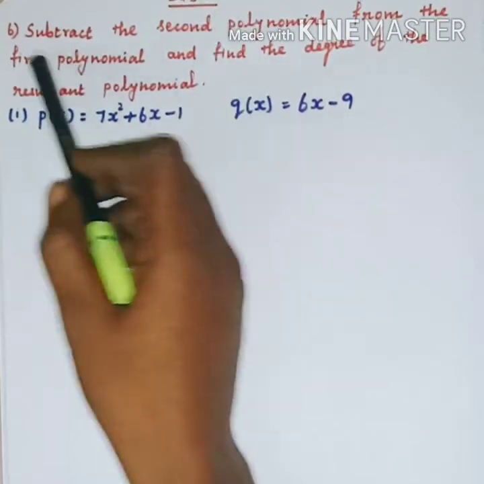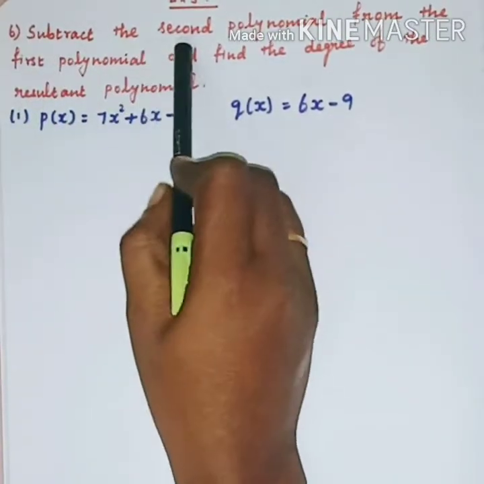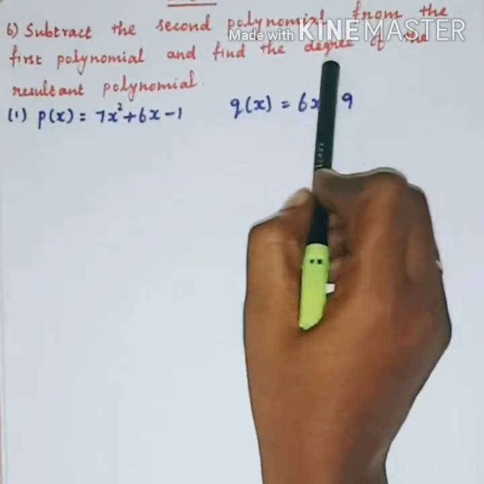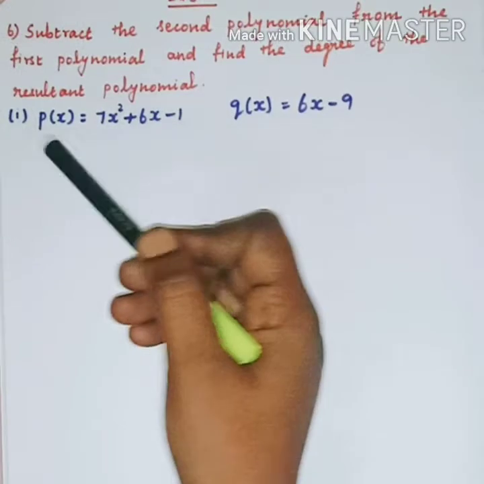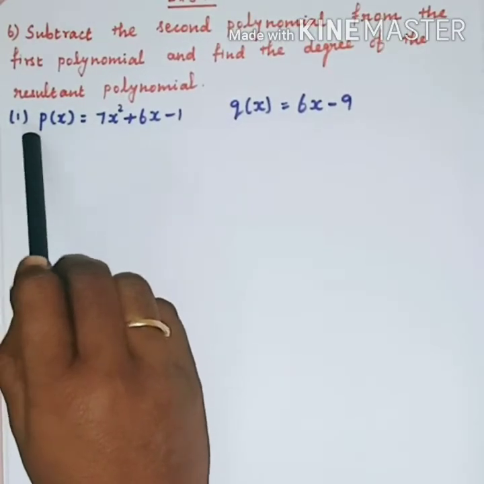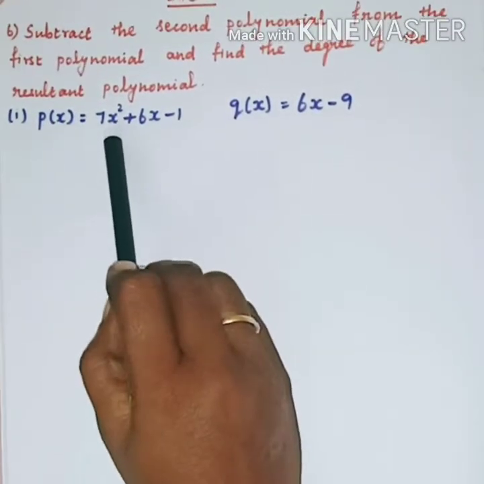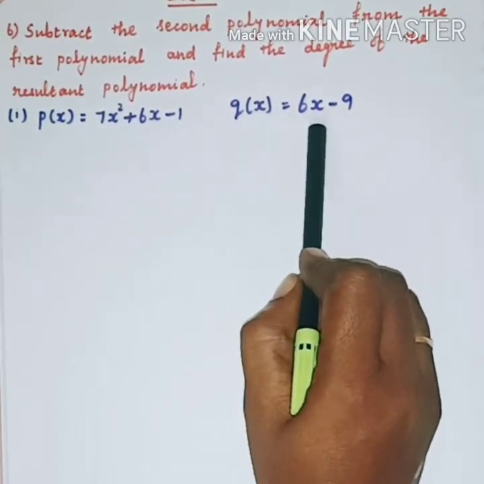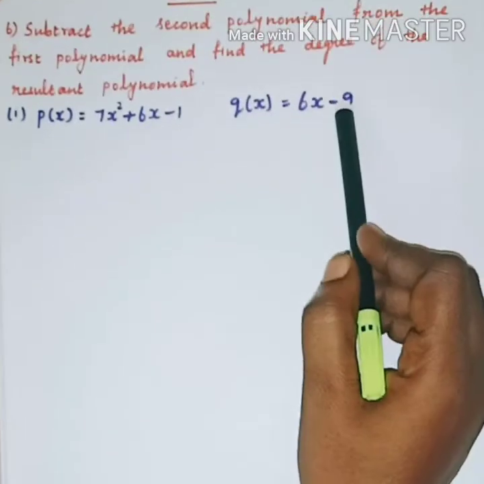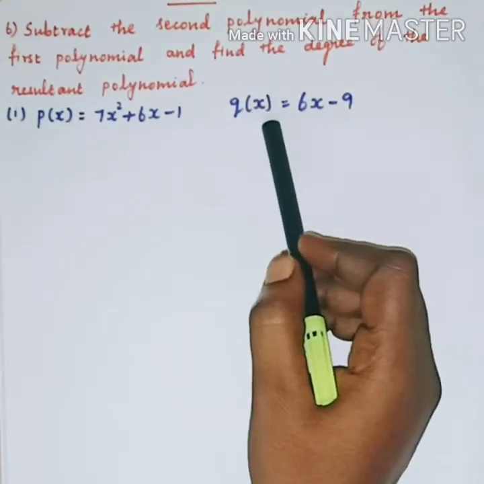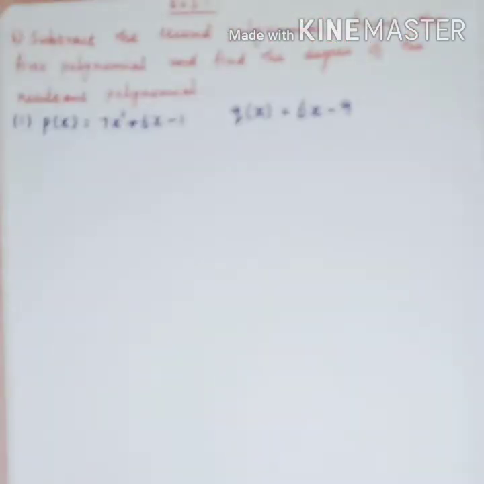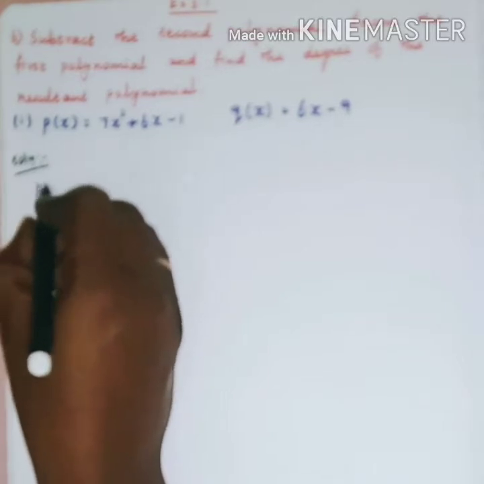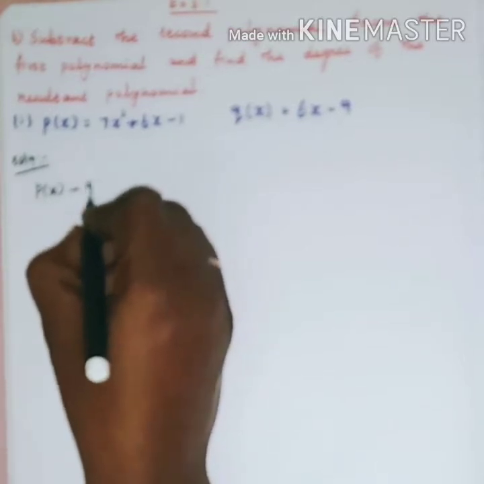Exercise 3.1, sixth sum. Subtract the second polynomial from the first polynomial and find the degree of the resultant polynomial. Question number 1, subdivision 1: p of x is equal to 7x square plus 6x minus 1 and q of x is equal to 6x minus 9. We have to subtract the second polynomial from the first polynomial. So the solution is p of x minus q of x.